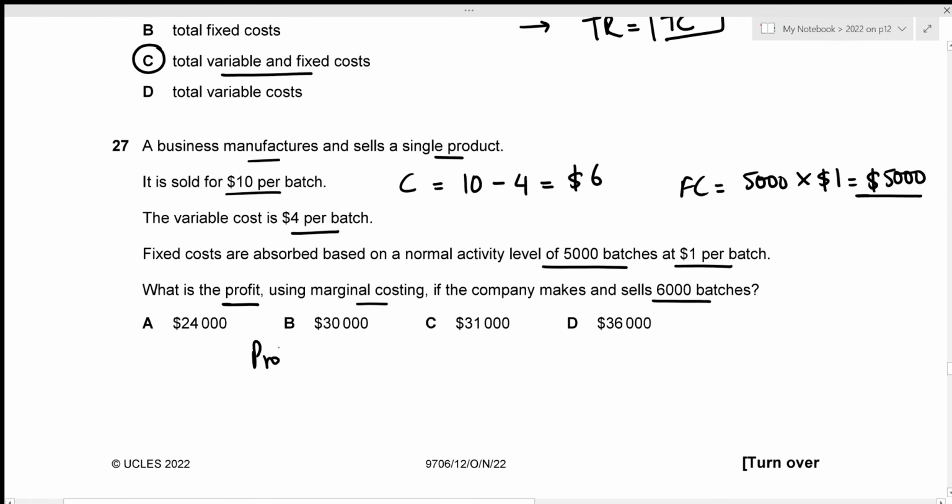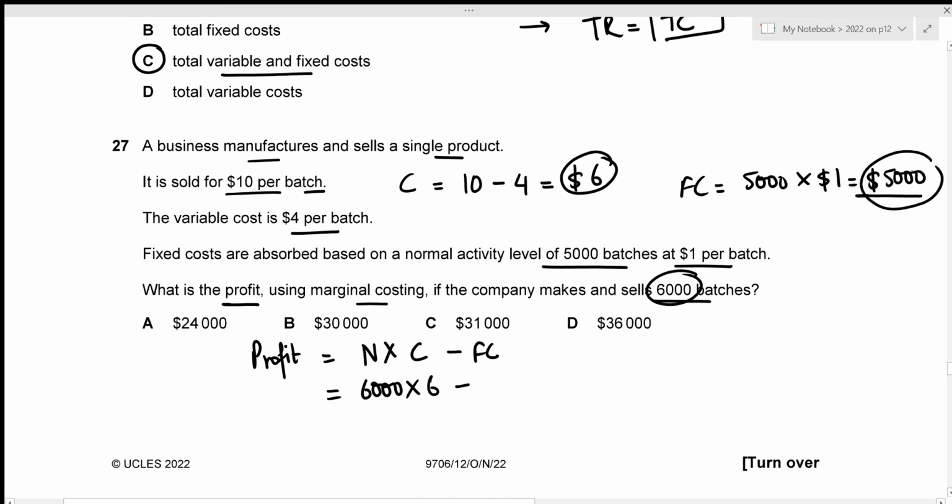And the formula for profit under marginal costing is just going to be the number of units, but in this case we're talking about number of batches, times our contribution per unit, which in this case is contribution per batch, minus the total fixed cost. And we are given the total batches of 6,000, so that will be our number. We already figured out the contribution per batch to be 6, and we figured out our fixed cost to be 5,000, and this is not to be changed with the change in level of batches. So it's going to remain constant at 5,000, and this gives our profit under marginal costing for 6,000 batches to have the value of 31,000. This is the answer we're looking for, which is given in option C. This concludes question number 27. We can now move towards question number 28.